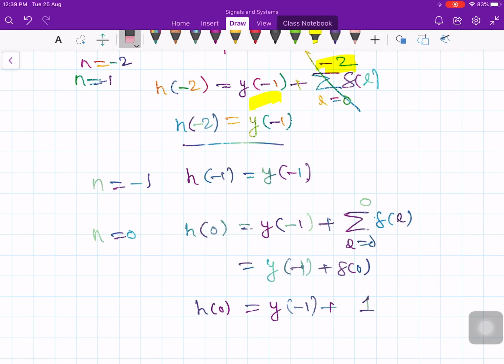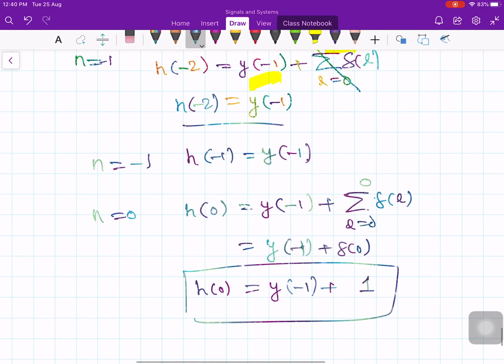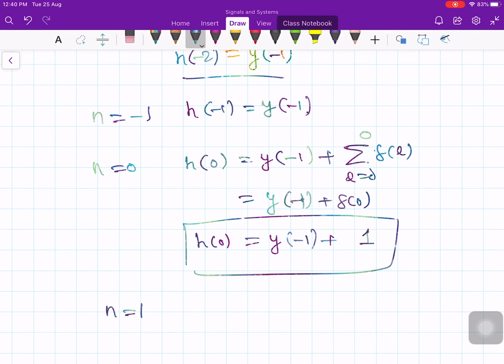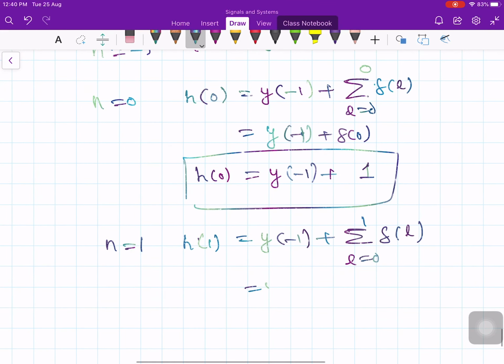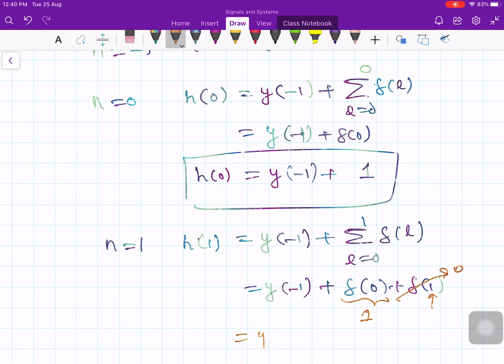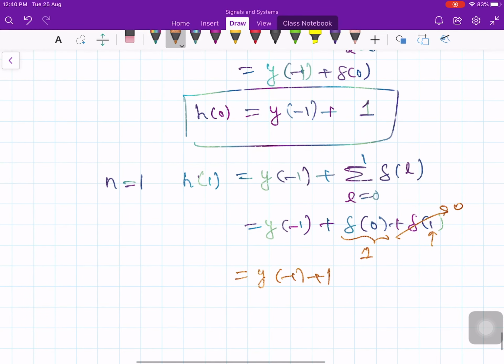So similarly you substitute n equals 1, then h of 1 is equal to y of minus 1 plus sigma L equals 0 to 1 del of L. Expand this summation. So y of minus 1 plus del of 0 plus del of 1. Again this del of 1 becomes 0 because the argument is non-zero, and this one is equal to 1. Therefore, y of minus 1 plus 1. This is my h of 1.